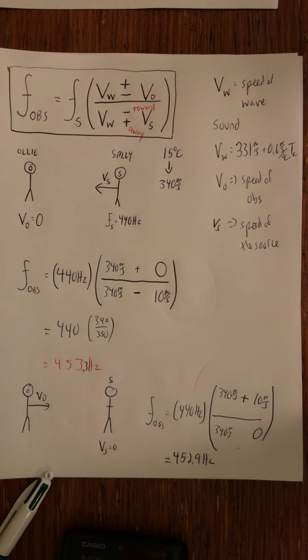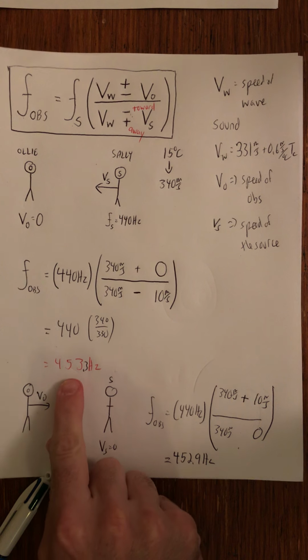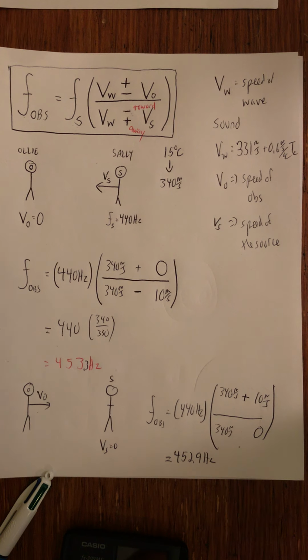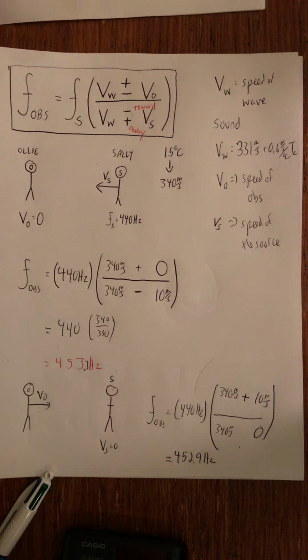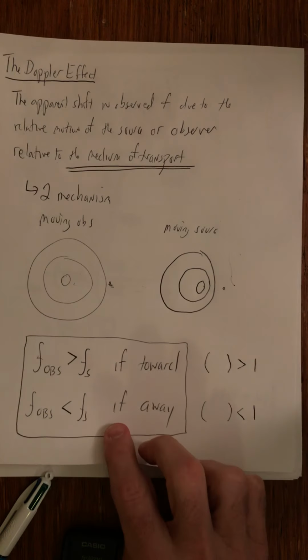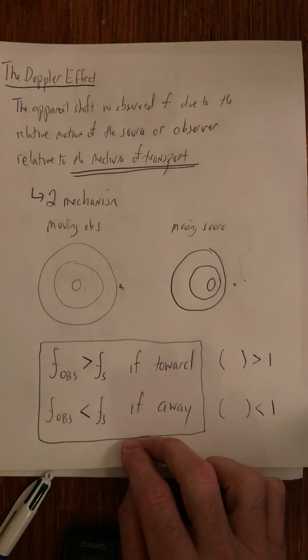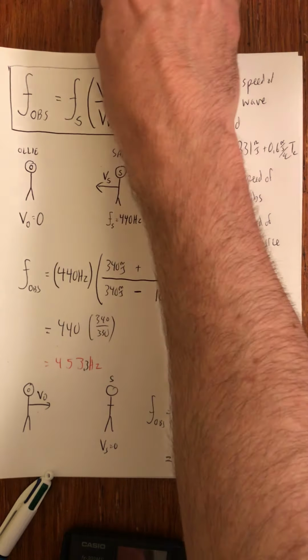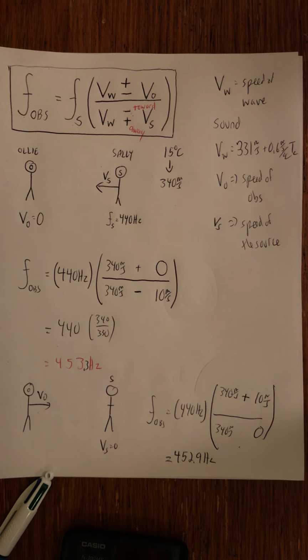So interestingly enough, notice Sally moving towards Ollie at 10 meters per second caused a shift upwards of 13.3 hertz. Ollie moving towards Sally at 10 meters per second only shifted it up 12.9 hertz. It's not the same amount, right? And that's going back to the reason because the mechanisms are different. So even it matters whether it's the observer moving or whether it is the source moving in terms of the size of that shift, because the mechanisms are different, right?